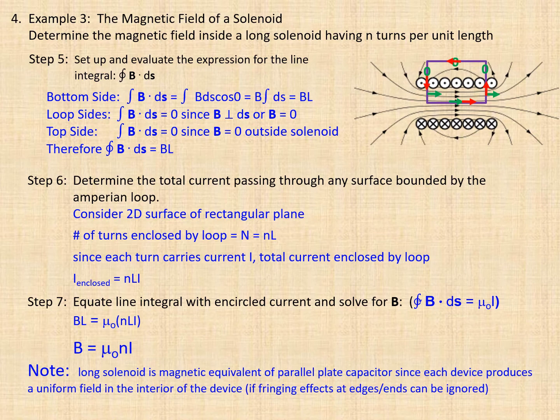It's important to note here that a long solenoid is the magnetic equivalent of the parallel plate capacitor, since each device produces a uniform field in the interior of the device. That is, if the fringing effects at the edges can be ignored. So remember that the parallel plate capacitor effectively produces a uniform electric field in the interior region, whereas now we're seeing that a long solenoid produces a uniform magnetic field in the interior region of the device.